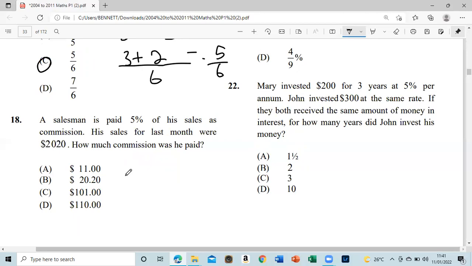A salesman is paid 5% of his sales on commission. His sales for the last month were $2,020. How much commission was paid? All we have to do is just find 5%. Percent means out of 100, so we times that by 2020. And we just calculate, 1 into this and that into that, we divide that, so we get 101.